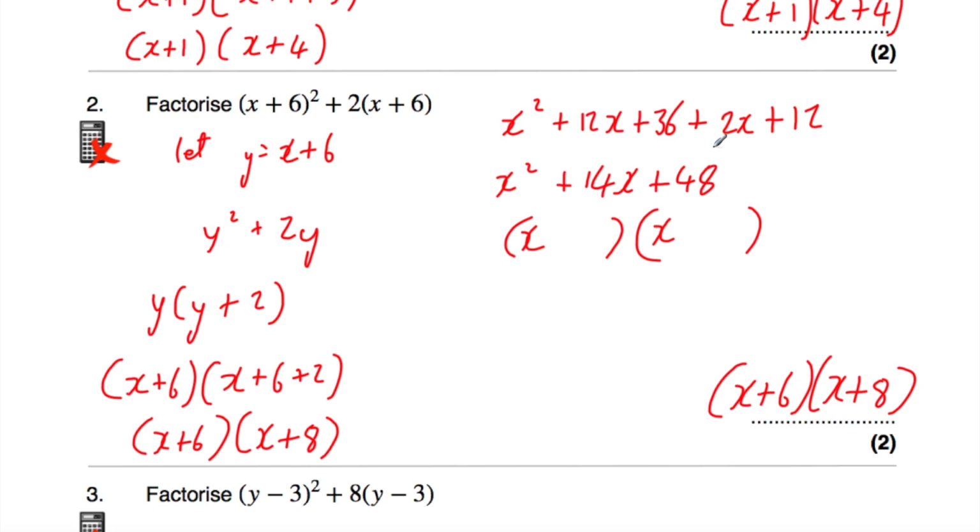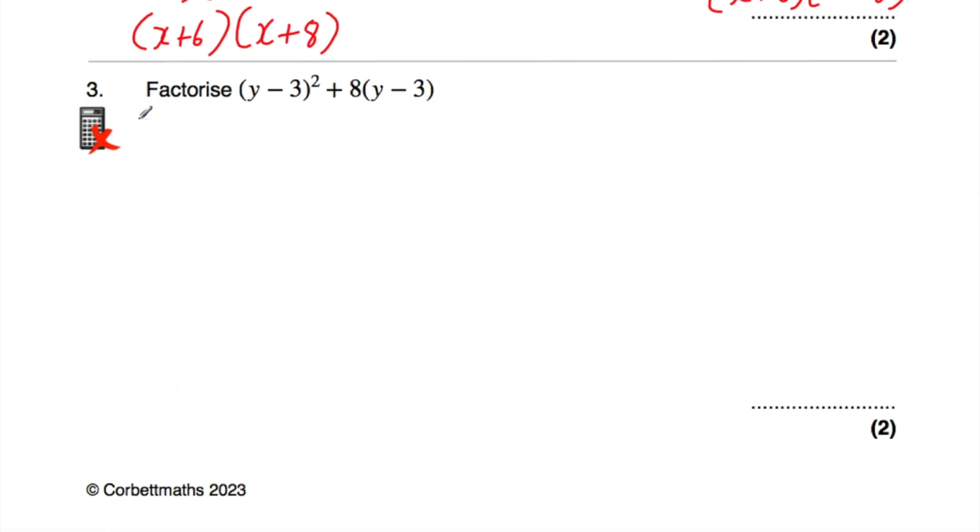You're looking for two numbers that multiply together to be 48 and add together to be 14, so it'll be plus 6 and plus 8. And that's it. And as you can see, that's the same answer as what we got by doing it this way, but this was just a bit quicker and easier, and it's much more useful, particularly if you've got bigger powers. Okay, let's have a look at the next question, question number 3.